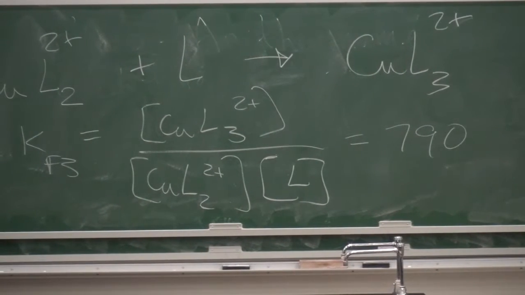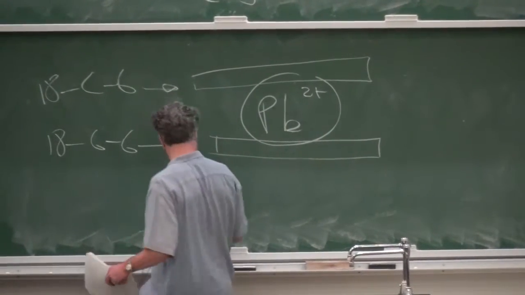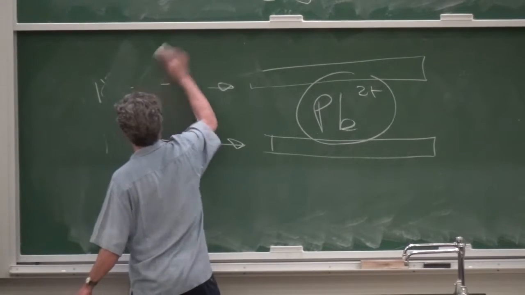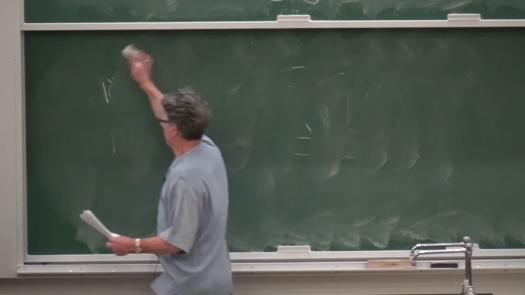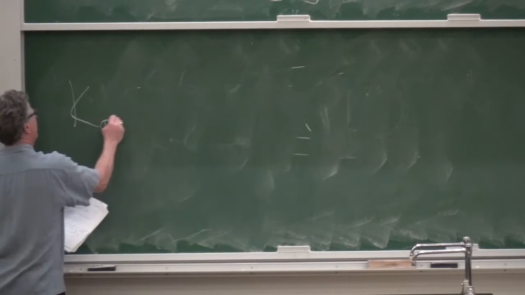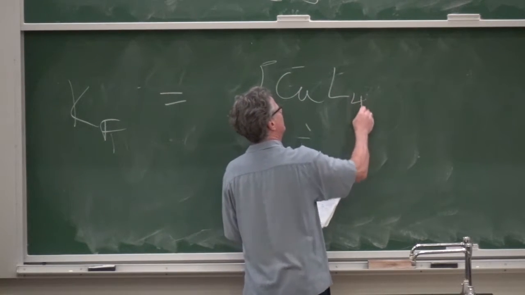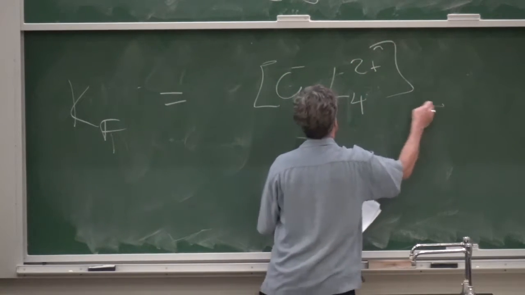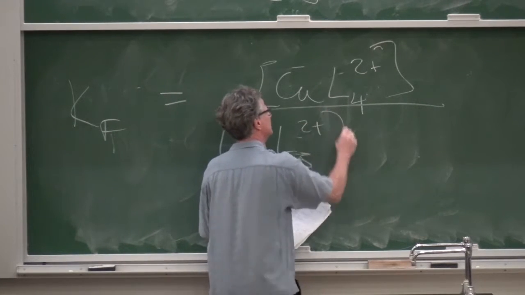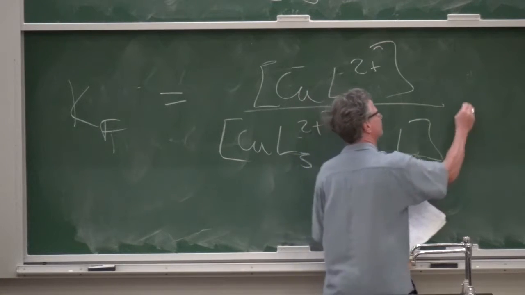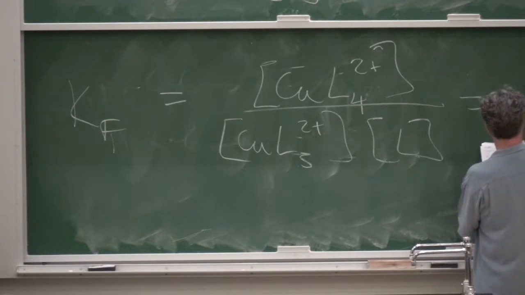And finally, we can also have Kf4 to make the tetramine complex. It would be the equilibrium concentration of the tetramine complex divided by the equilibrium concentration of the triamine complex times the equilibrium concentration of the ammonia, and that is 120.